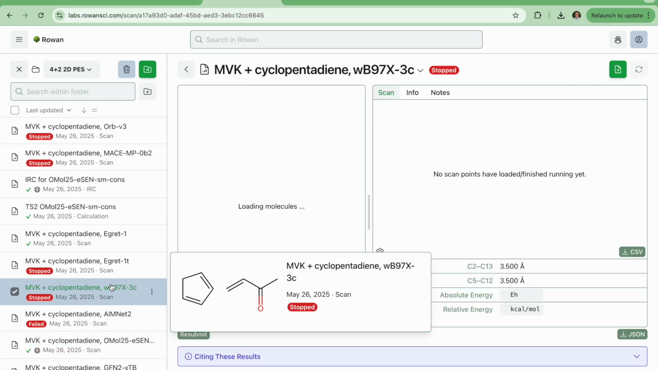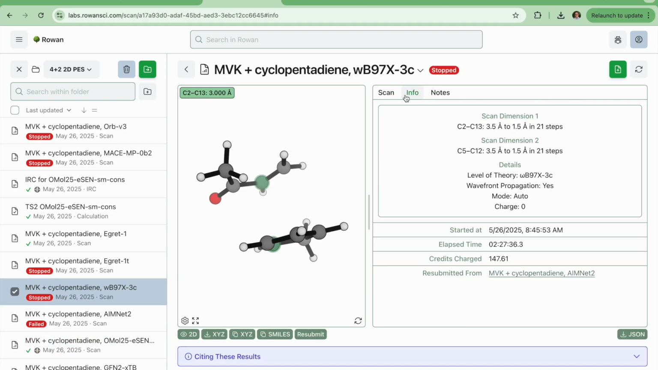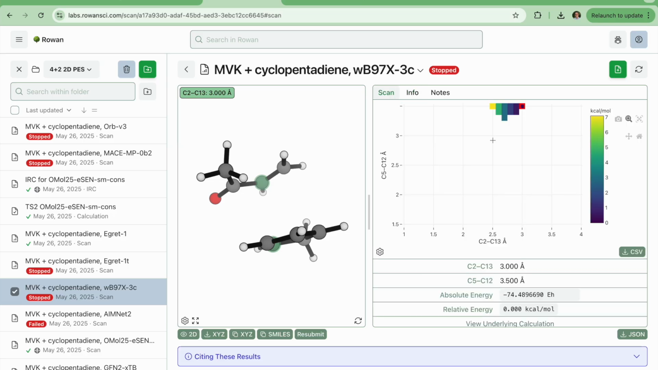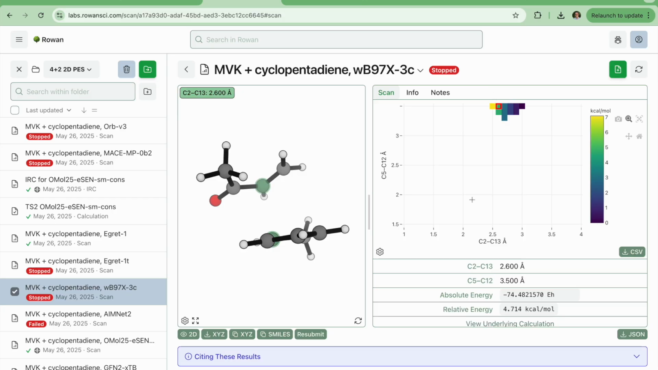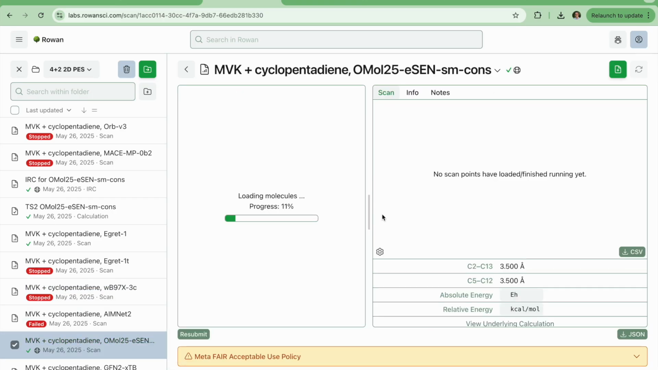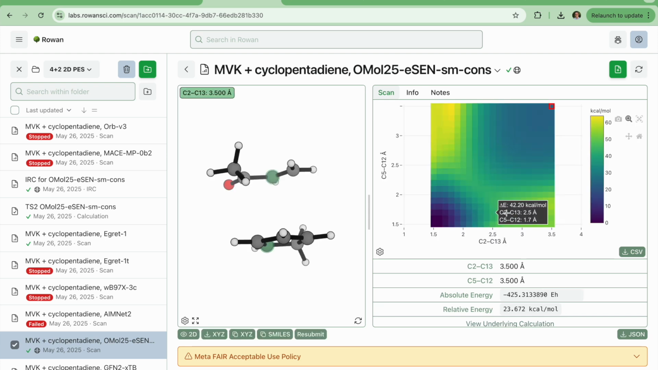Just for comparison, this is what a DFT calculation looks like. I stopped this after 2.5 hours, and we'd only made it through a handful of scan points here. It's really hard to run 2,000 DFT optimizations. It takes a lot of compute. It takes a lot of time. And in the time it takes you to run just 10 or 20 optimizations, OMol has completed the entire potential energy surface, and very likely at a higher accuracy than that method anyway.